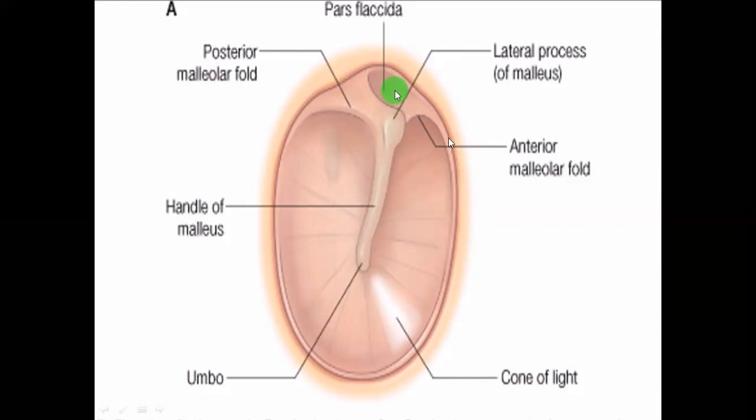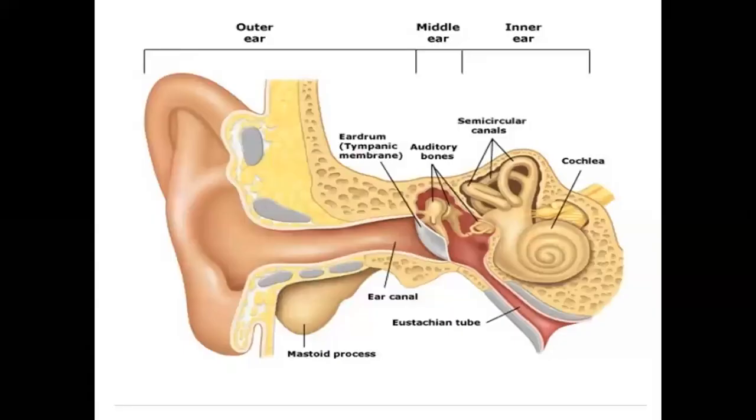This is the pars tensa. This tympanic membrane is placed obliquely, and it is directed downward, forward, and laterally. It is separating the external ear from the internal ear. Okay, so we'll move forward.